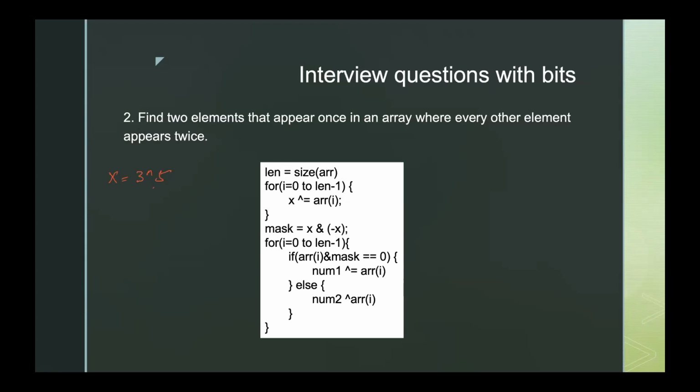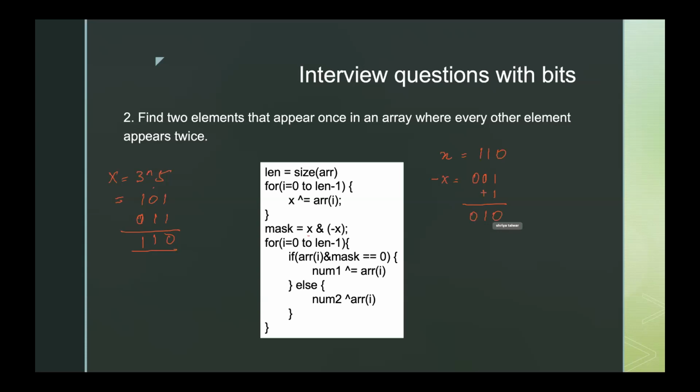Okay. So let's see how this mask works. We have a number x. In this case, our number x was basically the XOR of these two numbers. So x was 110, and now we are going to perform a minus x operation on this. Minus x is nothing but the 2's complement of x. So this will be 001 plus 1.